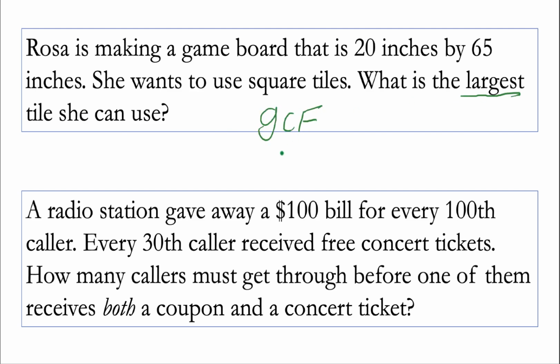A radio station gave away a $100 bill for every 100th caller. Every 30th caller received free concert tickets. How many callers must get through before one of them receives both a coupon and a concert ticket? Now, because they said both, that is my keyword that this is LCM. Another keyword for me is every. I notice every time I see this word every in my word problem, it goes with LCM.